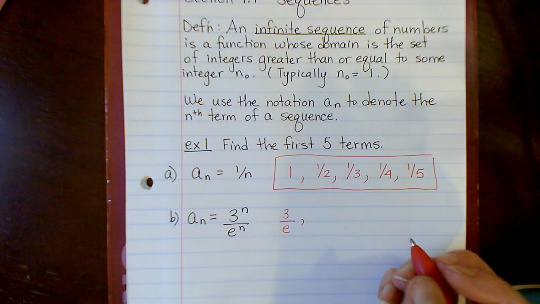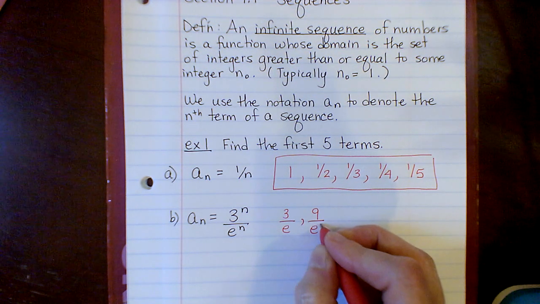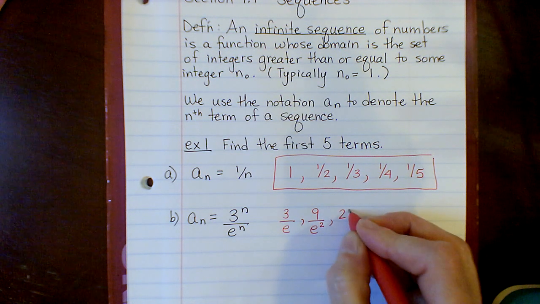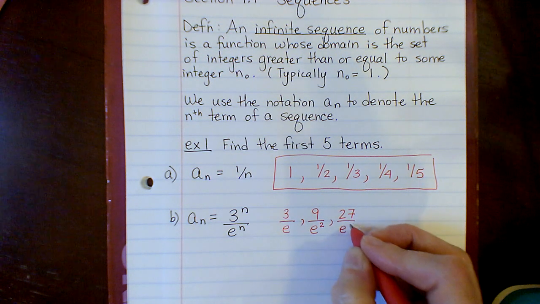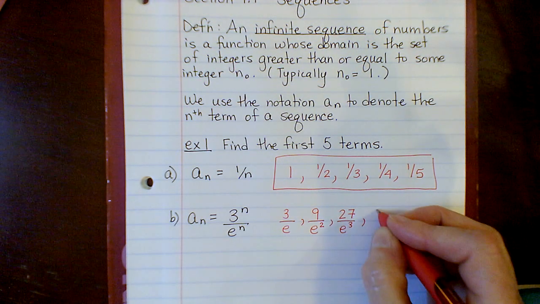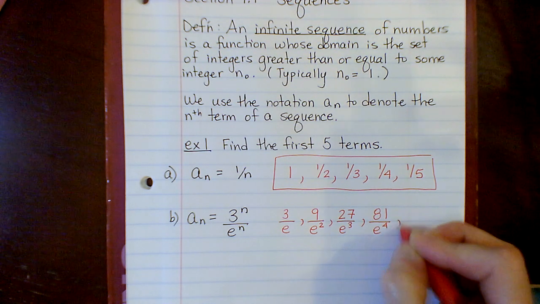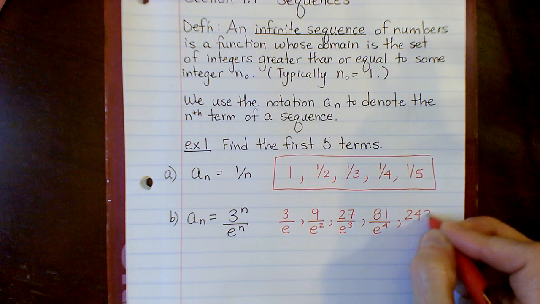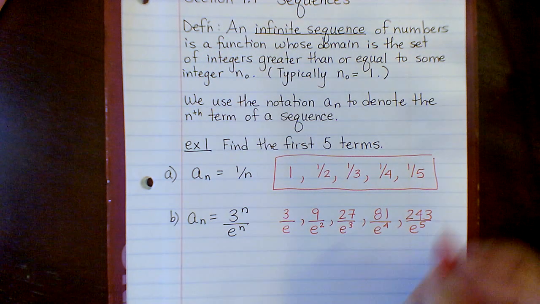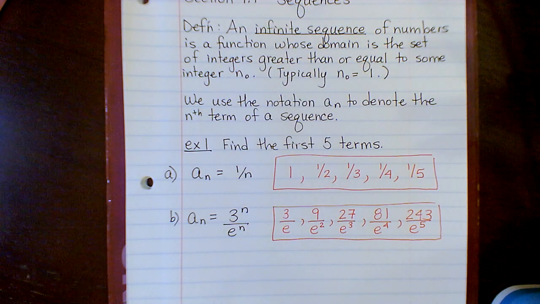My second term would be 3 to the second power over e to the second power. And then 3 to the third power over e to the third power, and so on until we get to 5 terms. So 3 to the fourth would be 81 over e to the fourth, and then 3 to the fifth is 243 over e to the fifth. So there are my first 5 terms of that sequence.